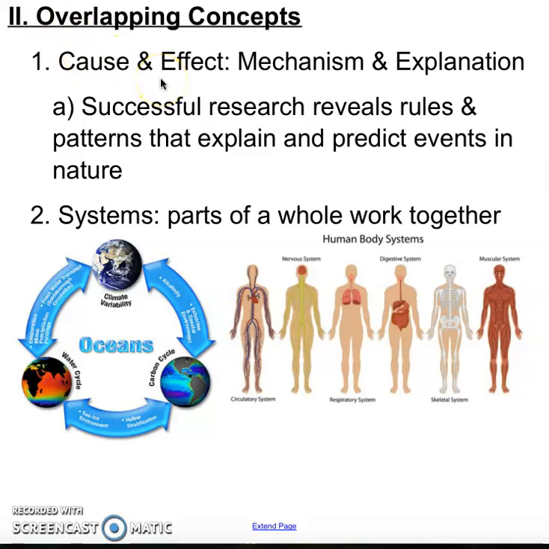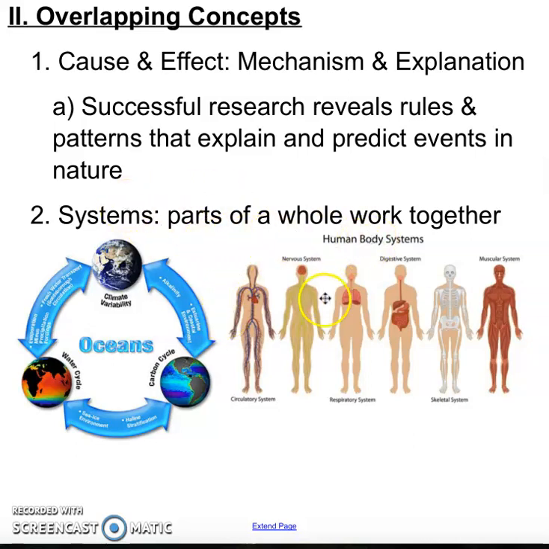So here we go. The first overlapping concept is this idea of cause and effect, basically a mechanism and the explanation. Successful research will reveal these rules or patterns and help us explain what's going on and to predict events in the future. So here are some examples of cause and effect, looking at the carbon cycle and how it affects the water cycle and climate variability. If carbon is stored in the ocean, then our CO2 levels go down, and then our climate change should decrease. But if oceans warm up, now that carbon's being released, and now we have increased global warming temperatures, right? So that's just an example.